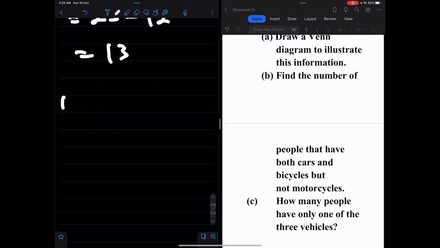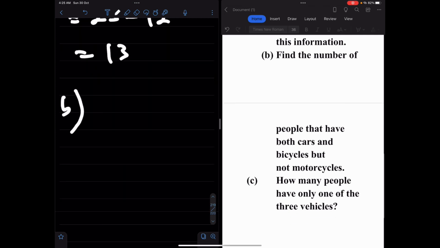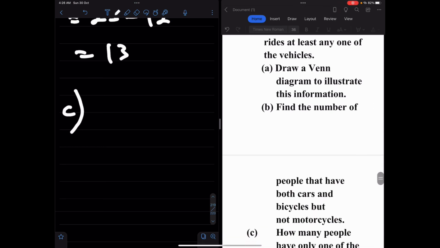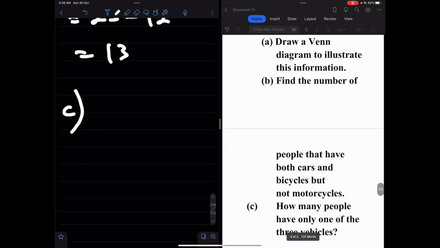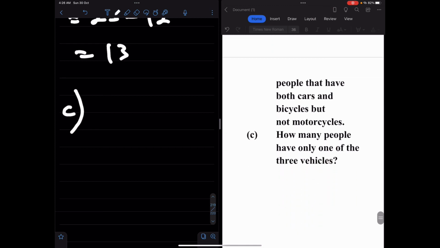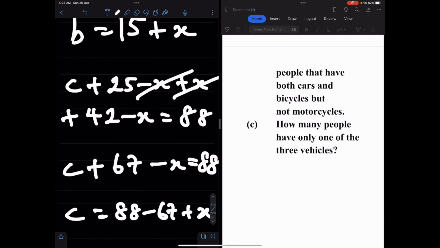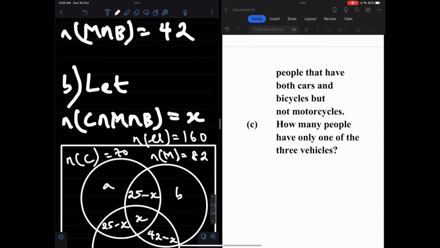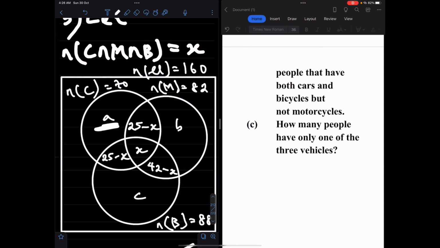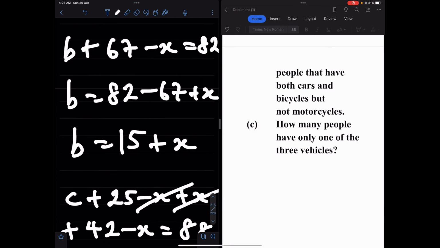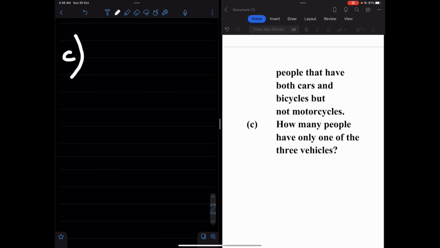Now to question c. Part a was representing the information in a Venn diagram, drawing the Venn diagram to illustrate the information. Now see how many people have only one of the three vehicles. The people who have only one of the three vehicles are the people who have only cars, which is A, only motorcycles, which is B, and only bicycles, which is C. So the number of people who have only one of the three vehicles will be A plus B plus C.